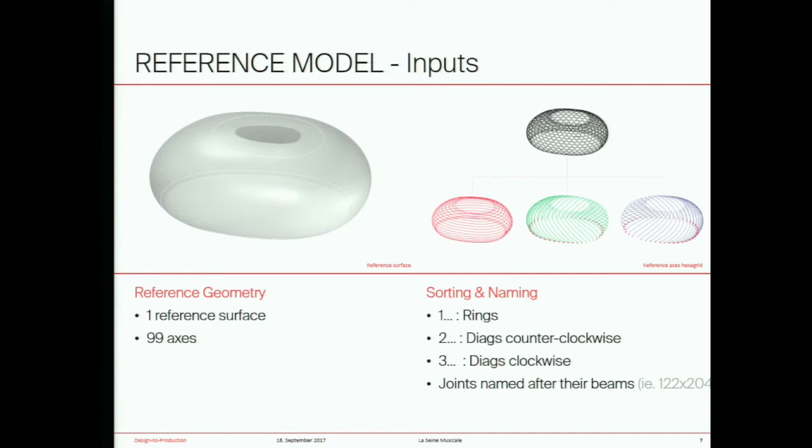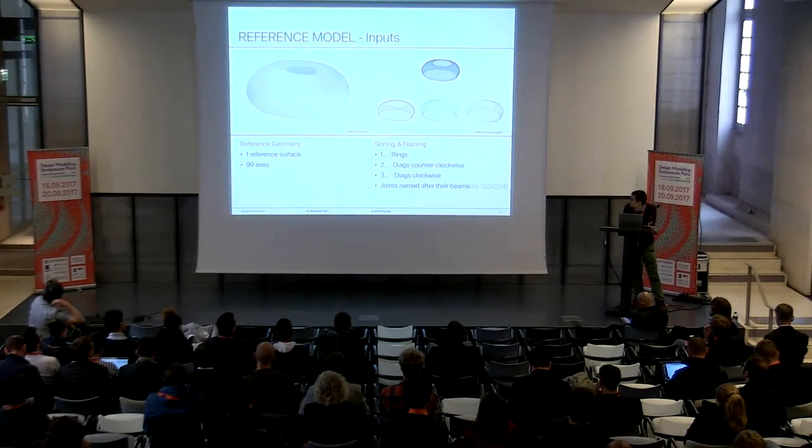On this project, the inputs consist of one reference surface and 99 axes that were provided by the architects. And since all the planning steps depend on this reference geometry, the first thing we do is ensure that the quality is good enough. So are the surface and axes continuous, are they properly intersecting, where is the surface seam located, and so on. And once this is done, we sort all these elements and set up an unambiguous and comprehensive naming system for all of them.